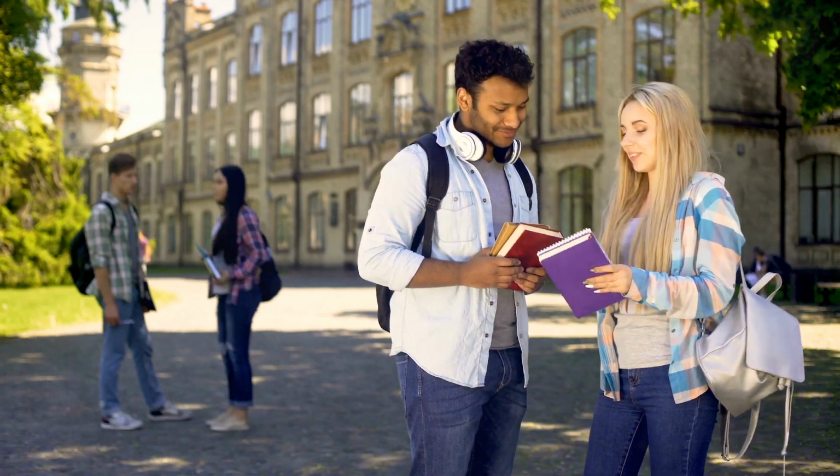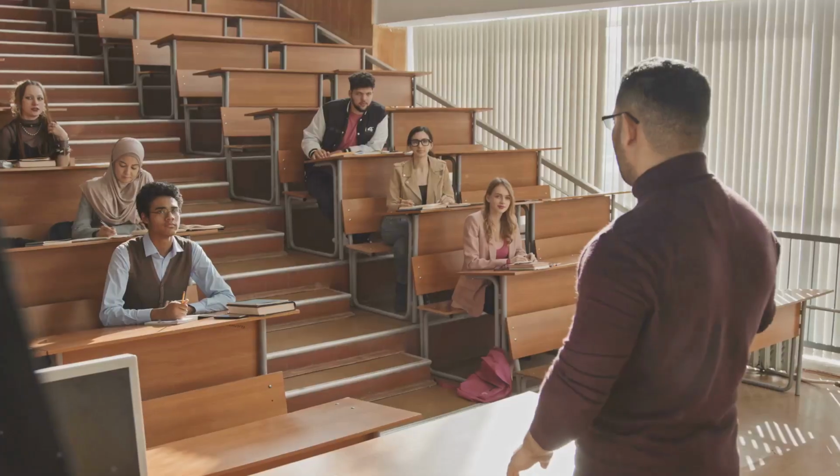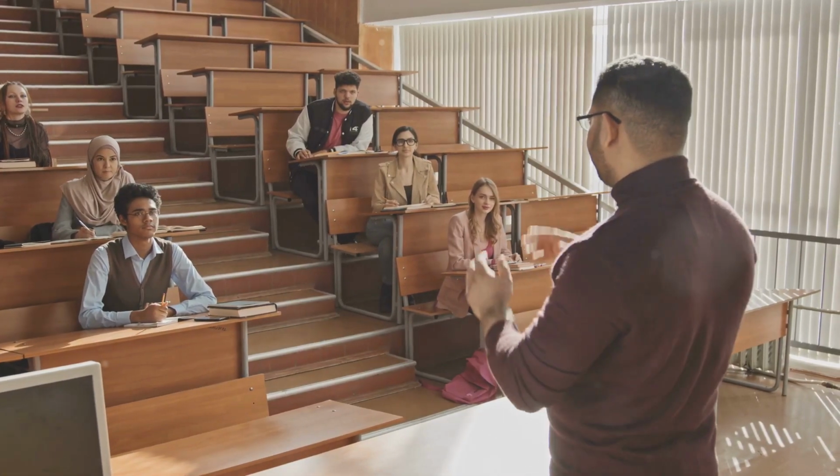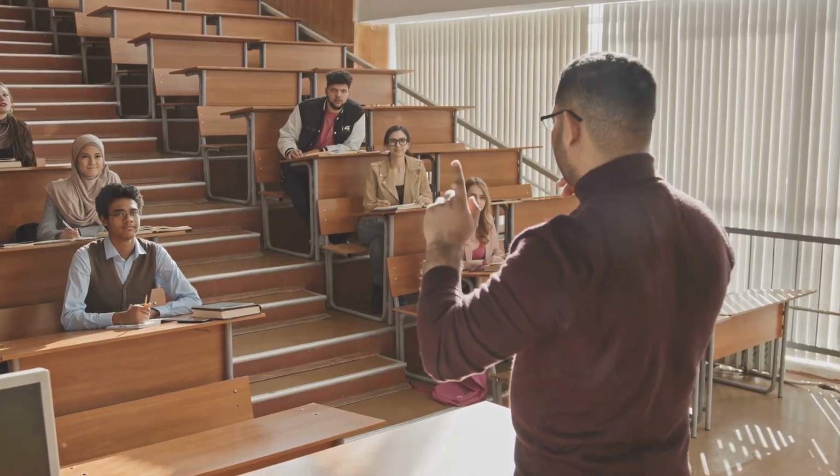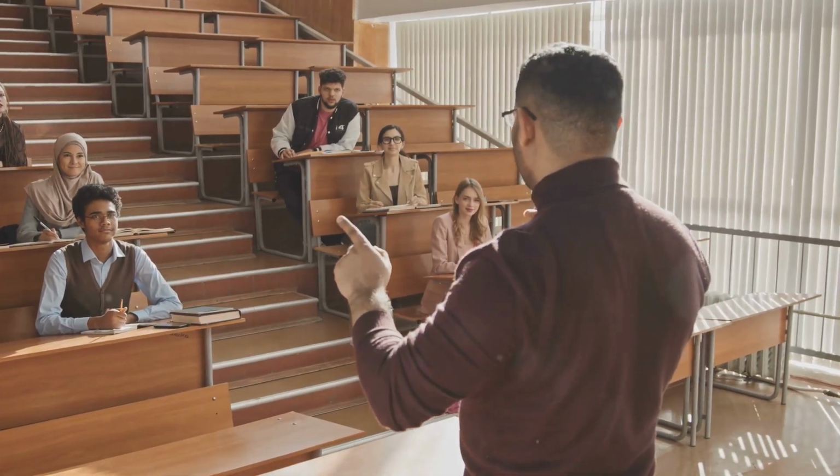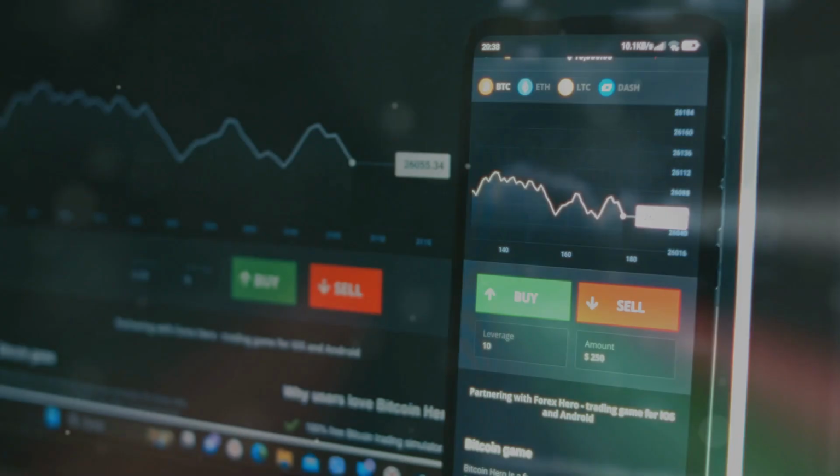Welcome. In today's lecture, we'll be focusing on option contracts. Options are a type of derivative security that adds complexity to the investment landscape, offering both opportunities and risks for investors.